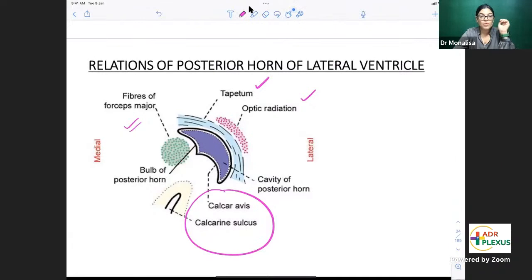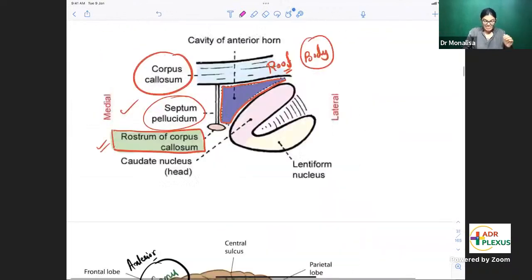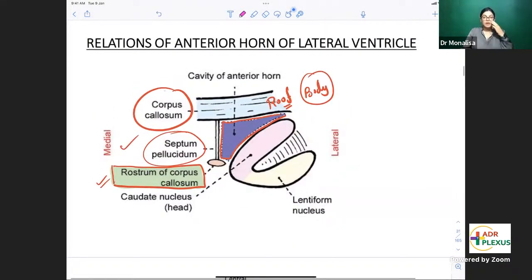Ma'am, floor relation once more. Yes, why not? Okay. See here. Floor. See here. Now, so this is for you. Please, this is for Dr.